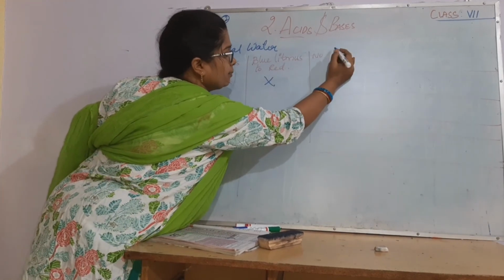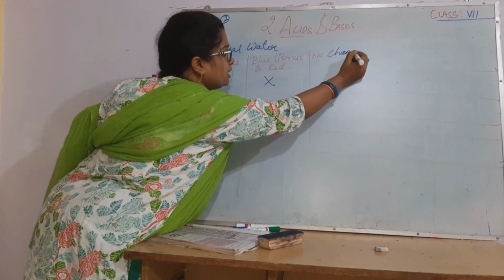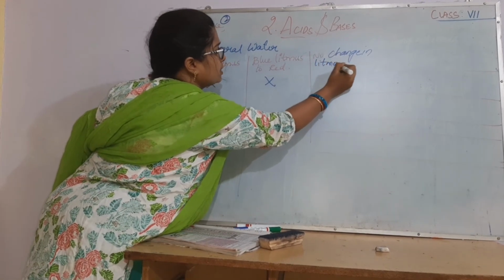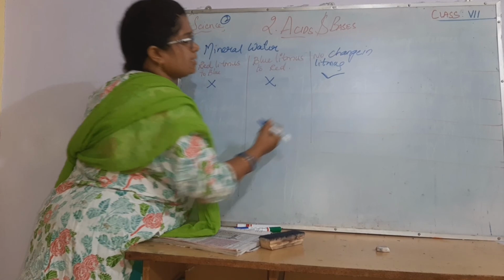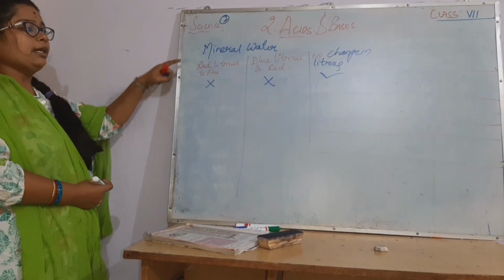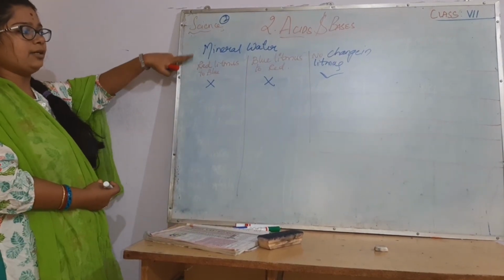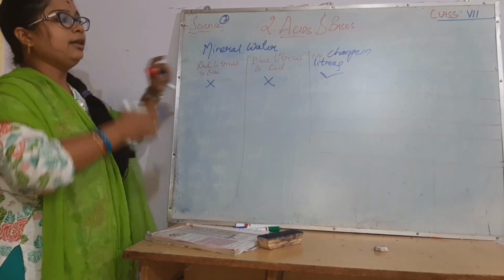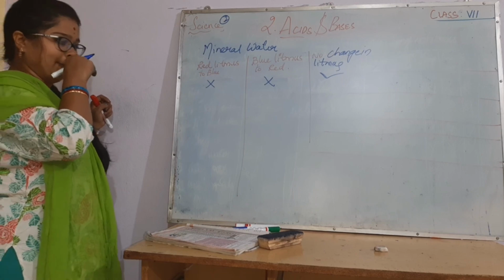There will be no change in litmus. If you put red litmus paper, it does not turn into blue. If you put blue litmus paper, it does not turn into red. And there will be no change in the litmus paper.